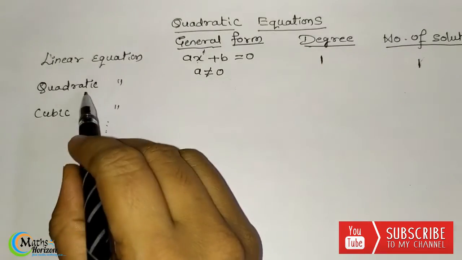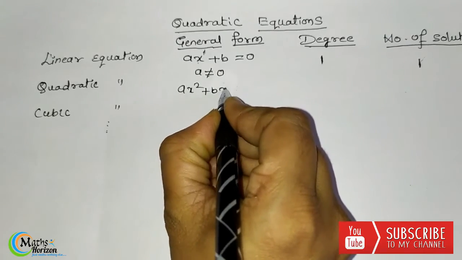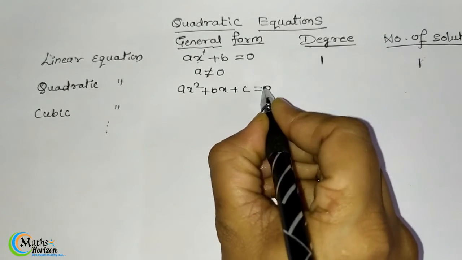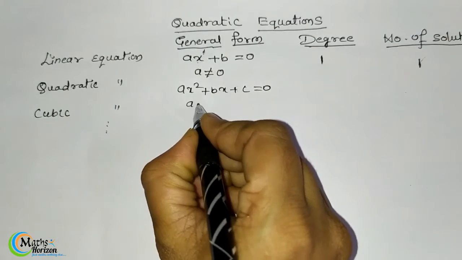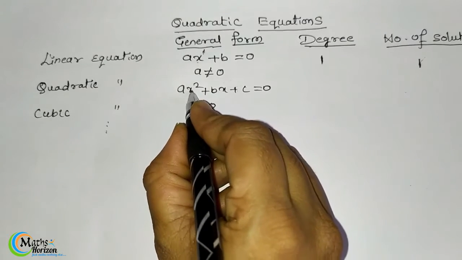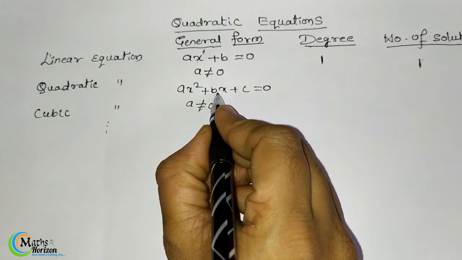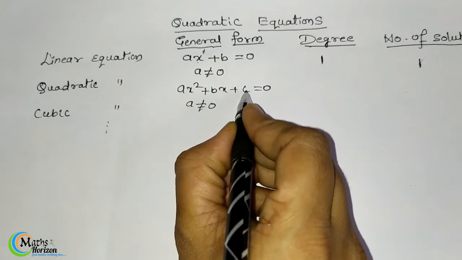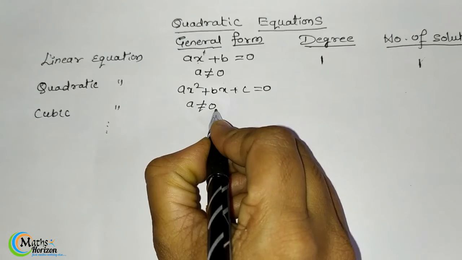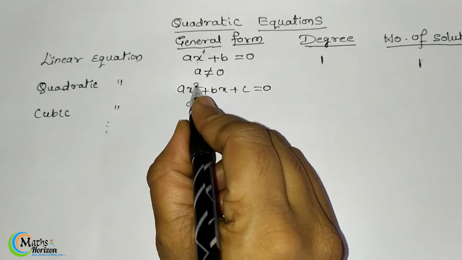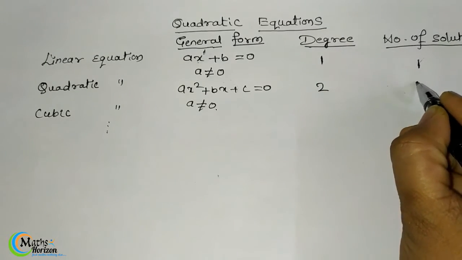Next, come to the quadratic equation. The equations which are of the form ax square plus bx plus c is equal to 0 are called quadratic equations. Here the condition is a should not be equal to 0. That means the coefficient of x square should not be equal to 0. But the coefficient of x can be 0. That means b can be 0 or c can be 0. But the coefficient of x square, that means a, should not be equal to 0. The degree of this equation, the highest power, is 2. So the degree is 2 here, and the number of solutions is 2.